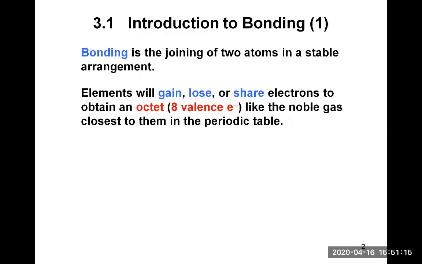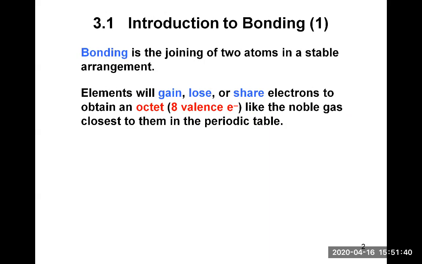So we learned that noble gases are very stable atoms, and they do have 8 valence electrons. They are in group 8A, and the group number is the number of valence electrons. Except for helium, they all have 8 valence electrons, and that makes them very stable. And so all other elements will try to be like them.